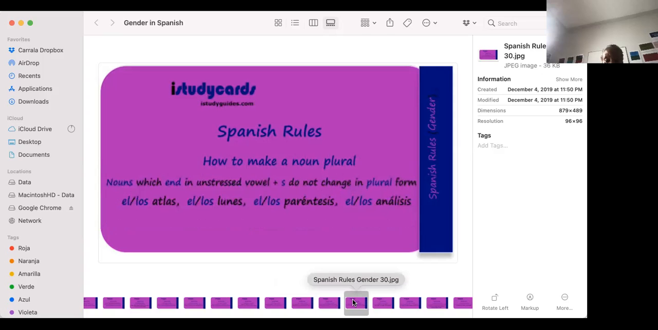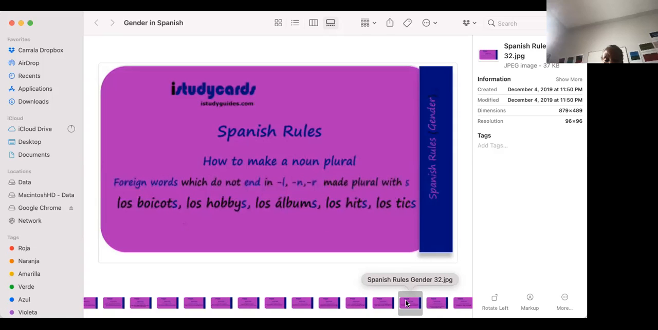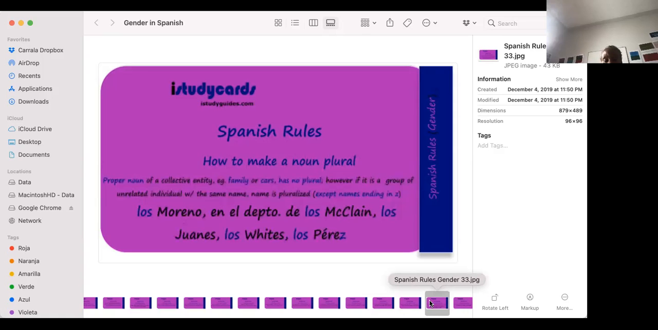All right. So let's see, nouns with an unstressed vowel plus an S do not change in plural form. You can see those. I'm just going to let you see Latin words that end in T do not change in plural form. This is just how you make plural. Once again, these are technical. And this is more, well, no, it's not just writing, it's also speaking.